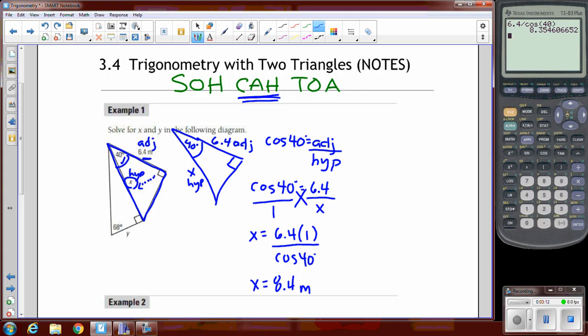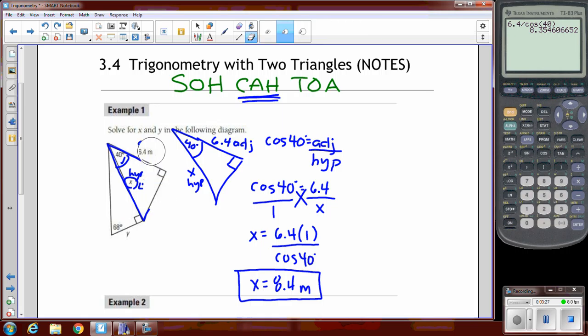Now, it's a good idea just to do a reasonable check here to say, well, if the hypotenuse is 8.4, it better be longer than the other side, which is 6.4, because we do know that the hypotenuse is the longest side in a triangle. So at least I know my answer is reasonable. So I found the x.